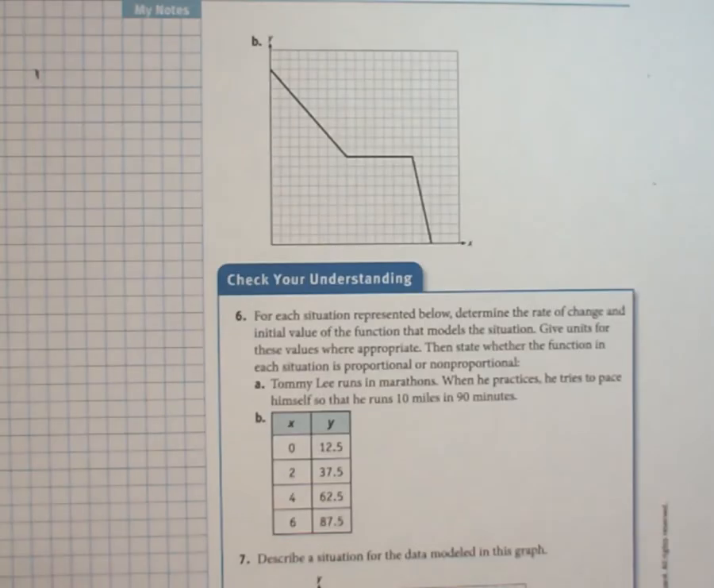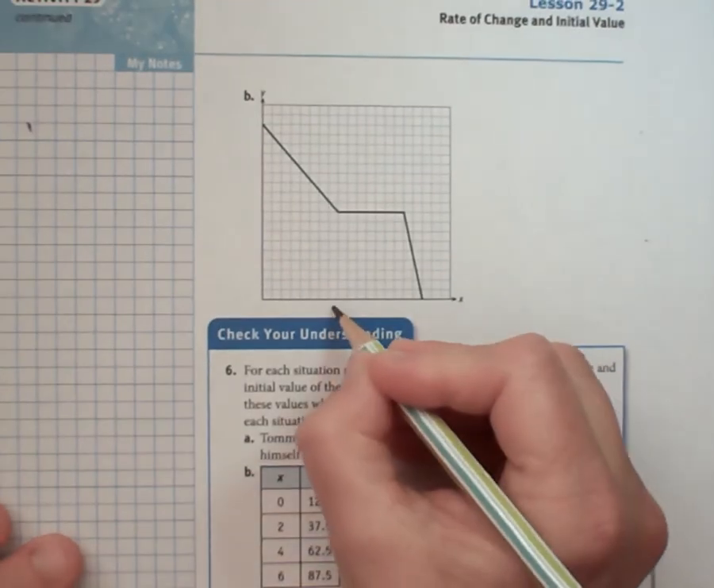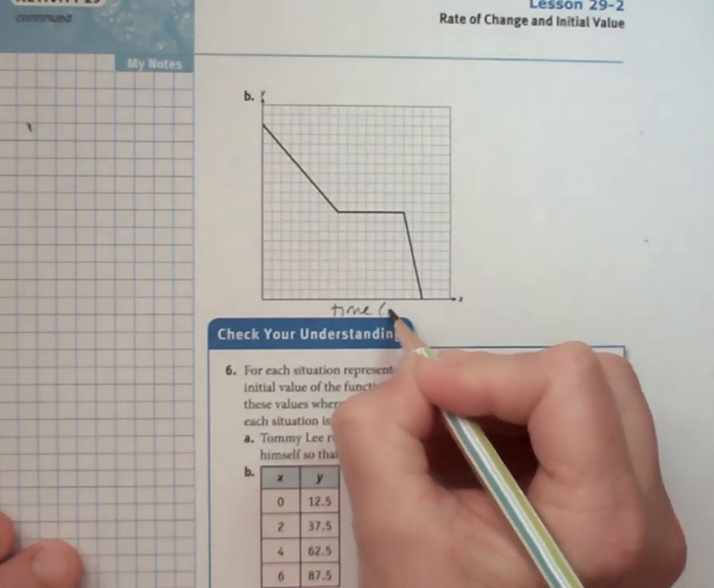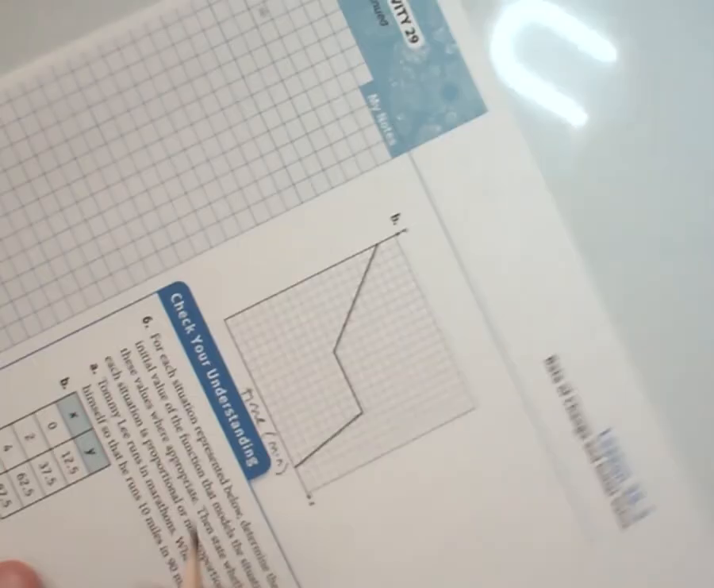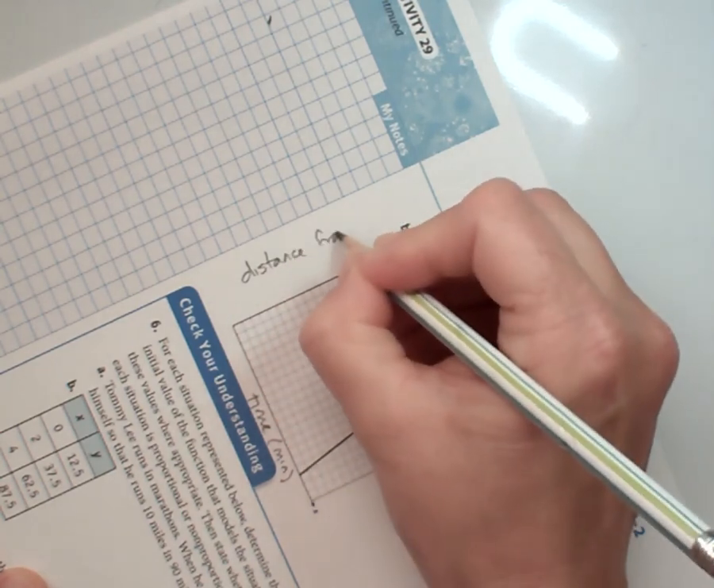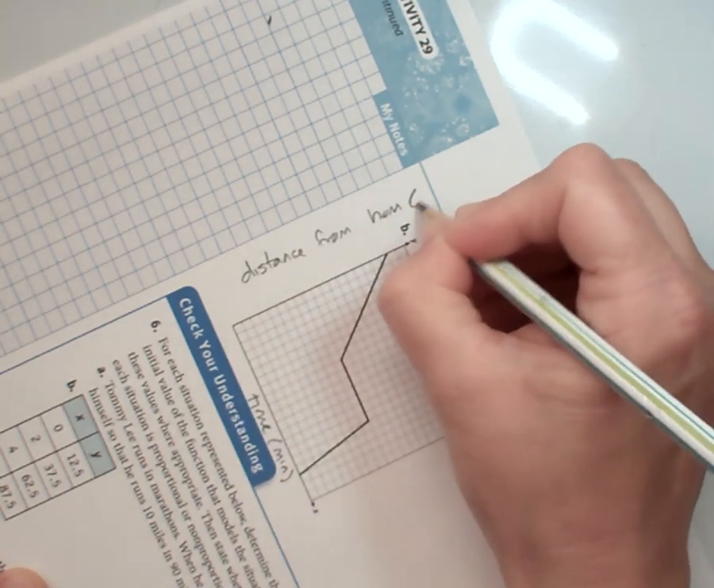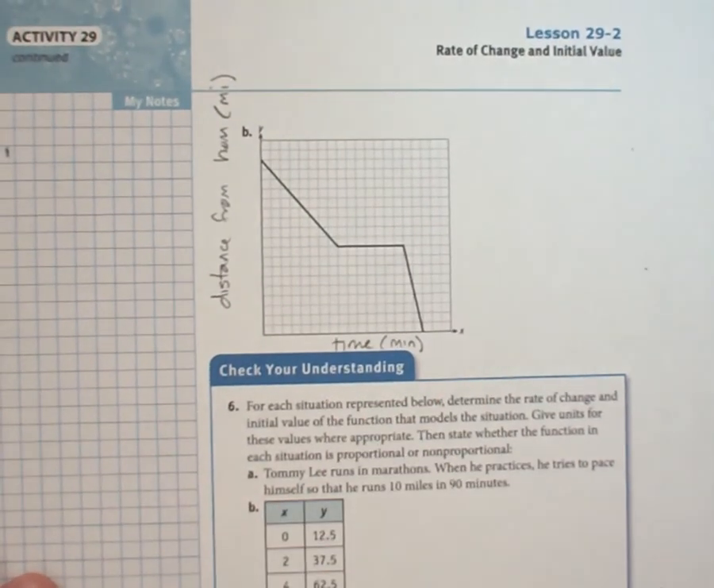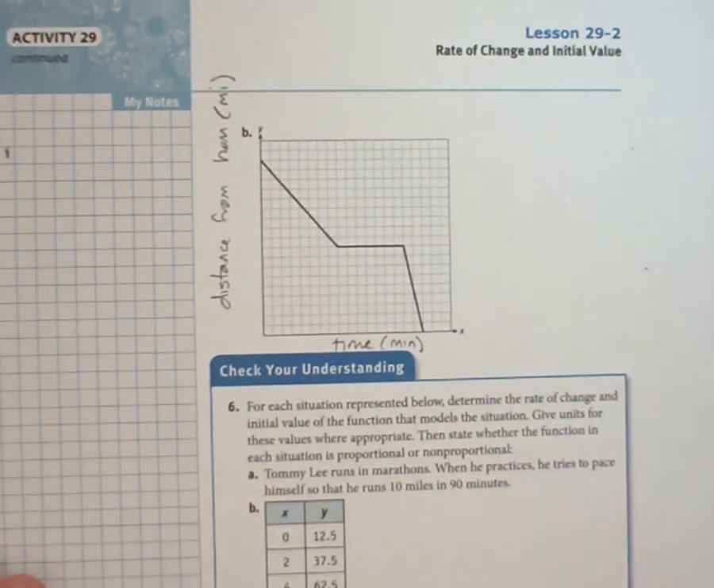Let's do this one. So here, I'm going to stick with this is time in minutes, and this is distance from home. We'll say in miles. So now what does the graph mean? Can you pause this video, please, and see if you can figure out what the graph means?